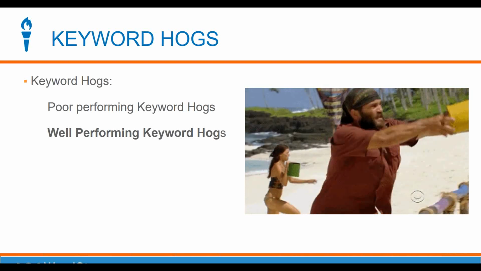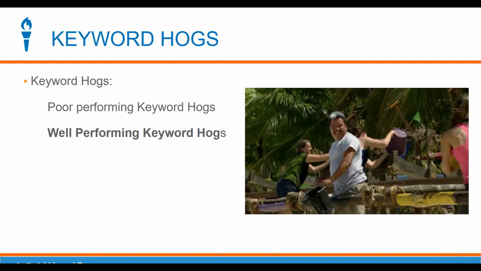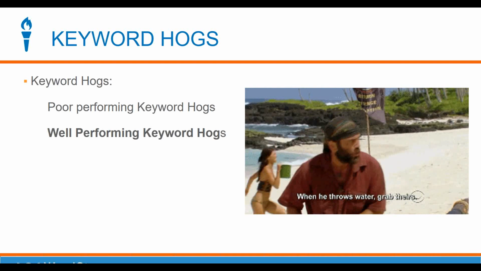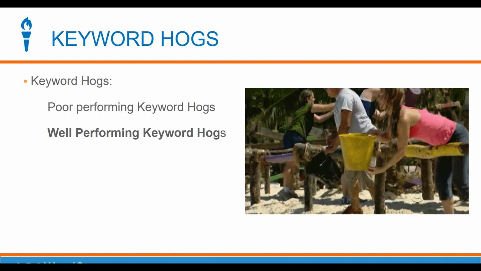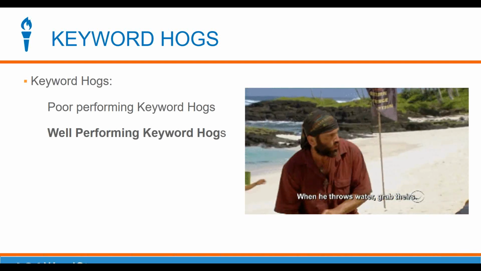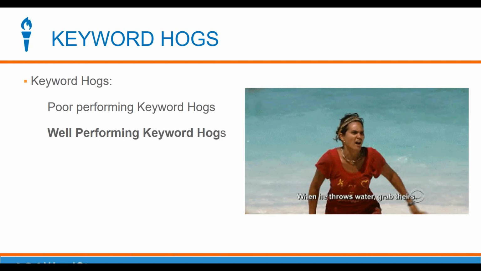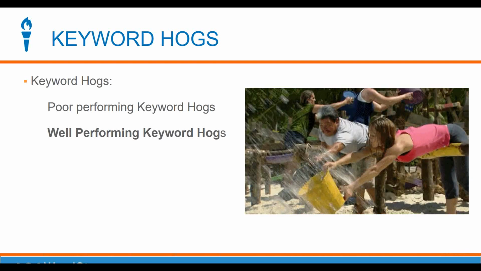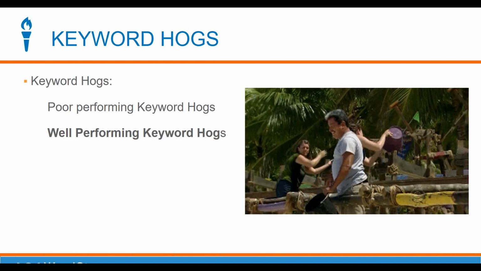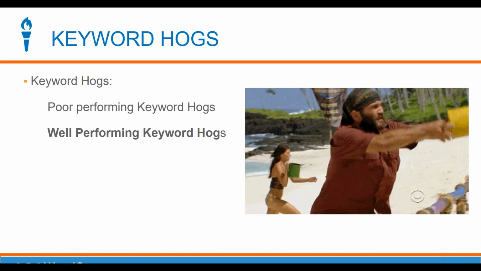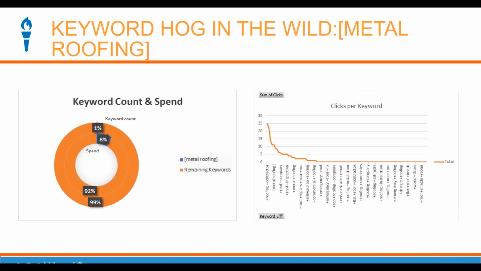Jumping into a different scenario, not all keyword hogs are poor performers. So take, for example, Survivor contestant Sandra here. She's a 2-time Survivor winner, top performer in a lot of ways, but is also a little bit of a hog. So there are keywords that also fit this bill. And I have another example here, also in this same campaign, under metal roofing. So this is our number 2 best roofing contractor.